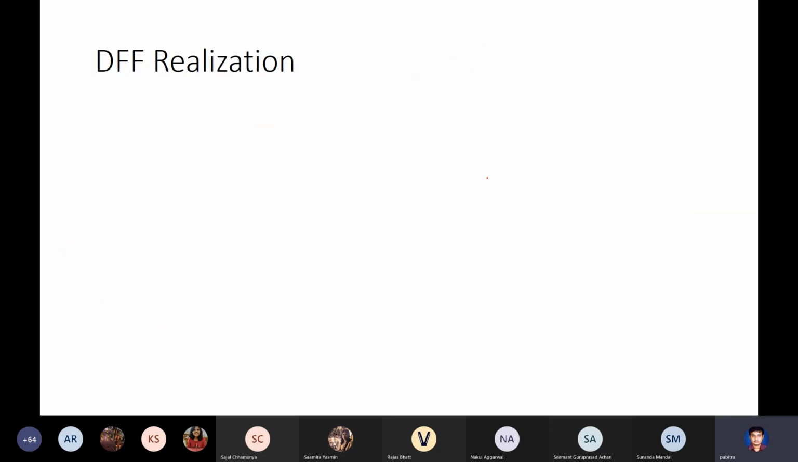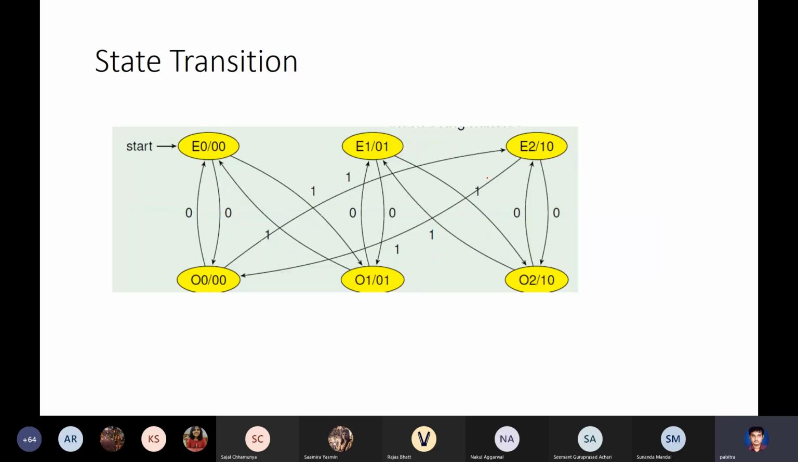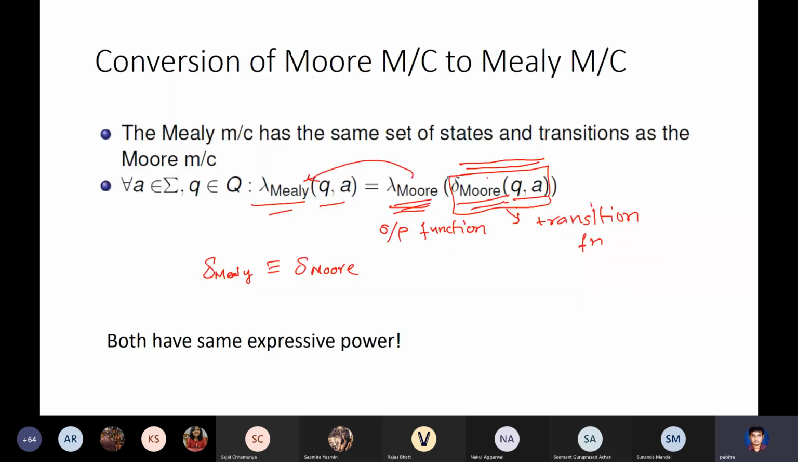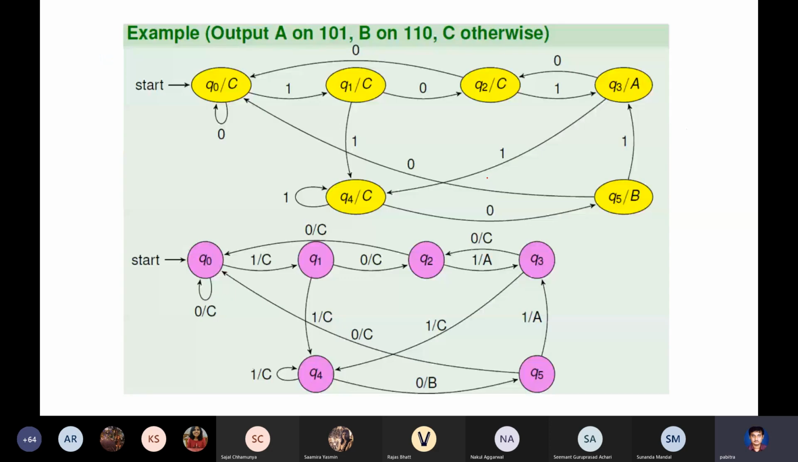This is very simple to illustrate in terms of the state transition diagram. Let's say at the top, this is my Moore machine, and I want to convert it to an equivalent Mealy machine.